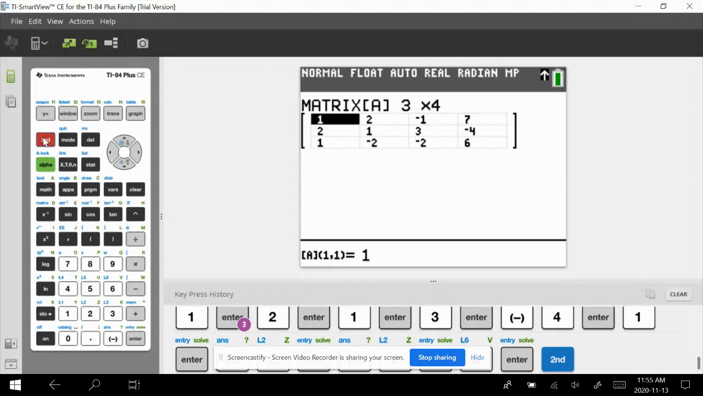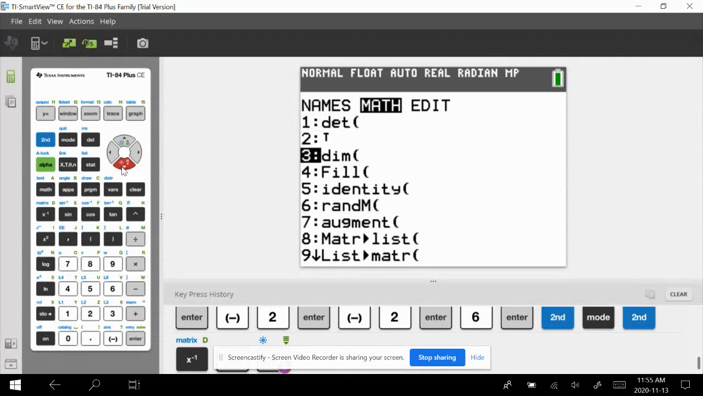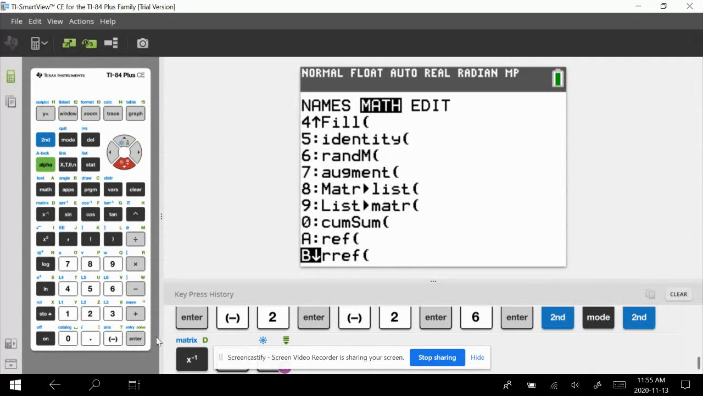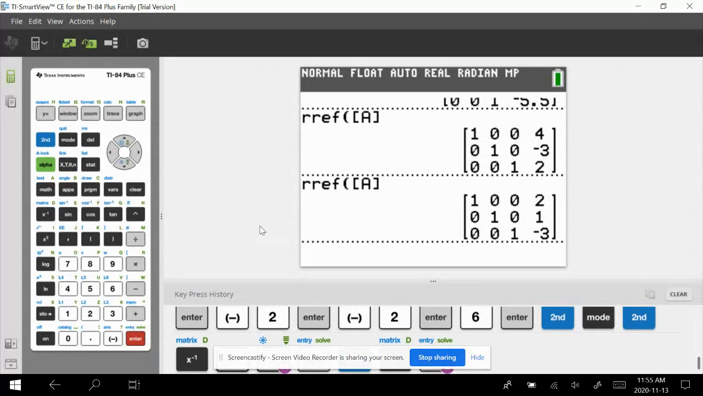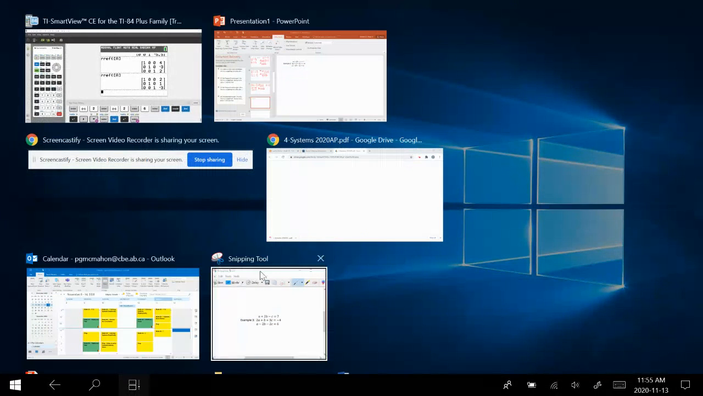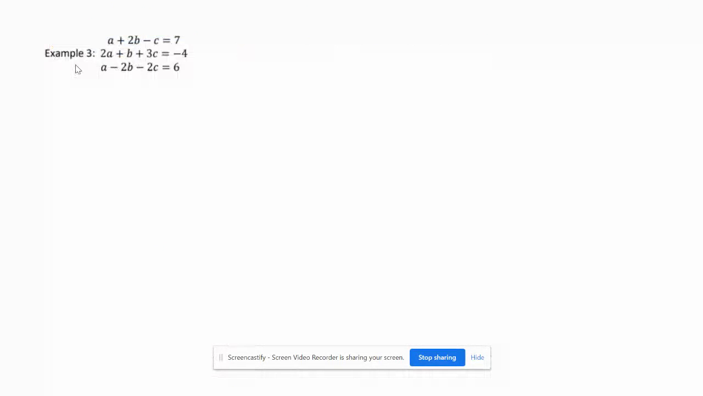All right, second quit. Matrix again, math. We want to go RREF for reduced row echelon form. Select matrix A, and we get 2, 1, negative 3. So that's the solution that we're looking for.